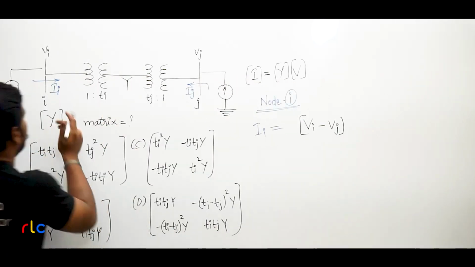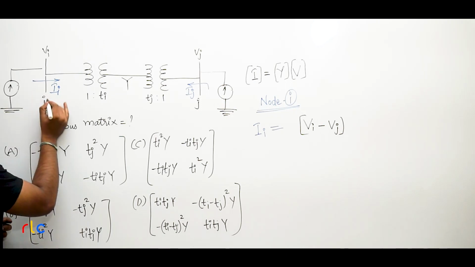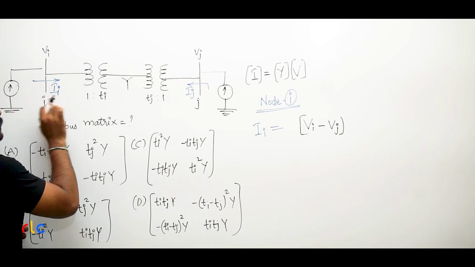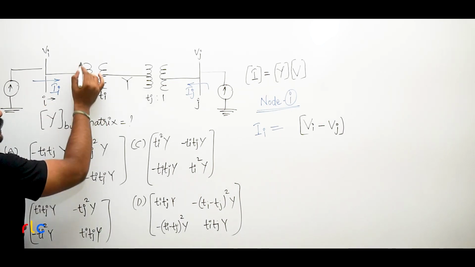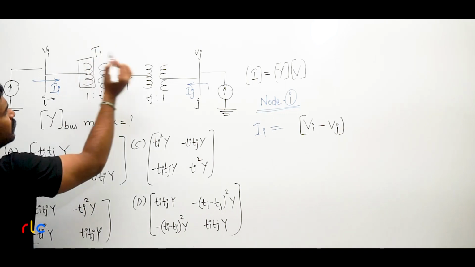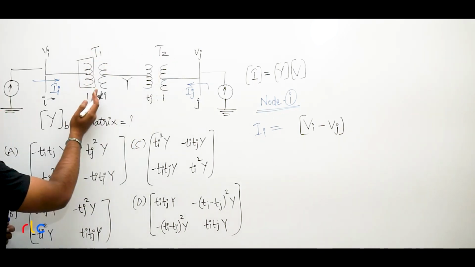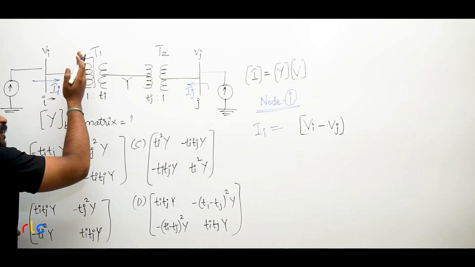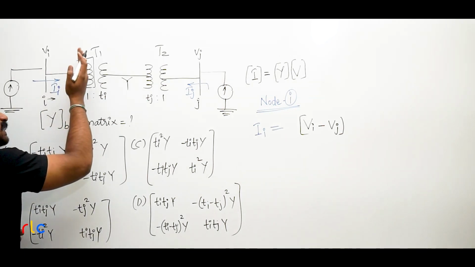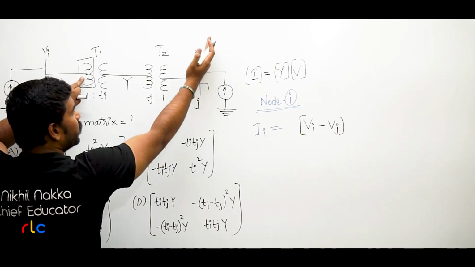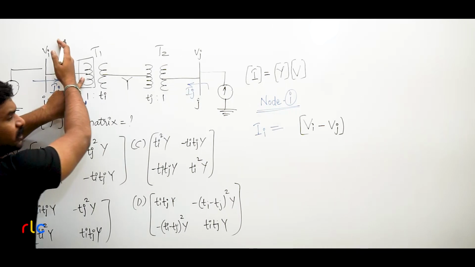Just stand at bus I, and from bus I you look. Of course, when you are looking from this bus I, what can you see? You can see only the primary side of this transformer. Let us say this is T1, this is T2. You can see only the primary side of the transformer T1. So when you look at the primary side of transformer T1, what is this winding showing you? This winding will show you the voltage according to its turns ratio.